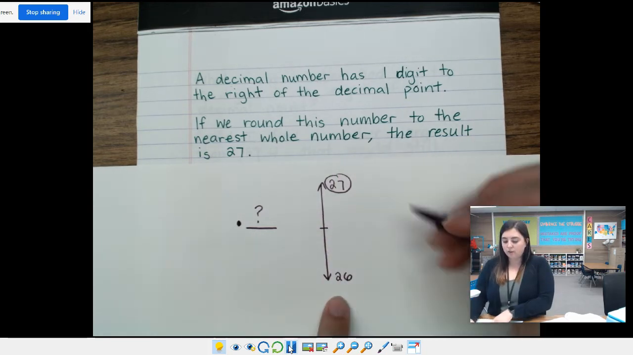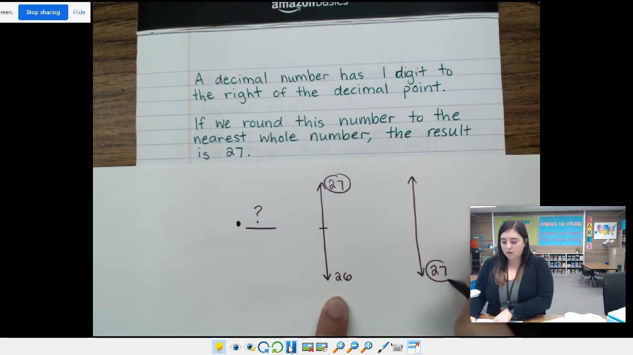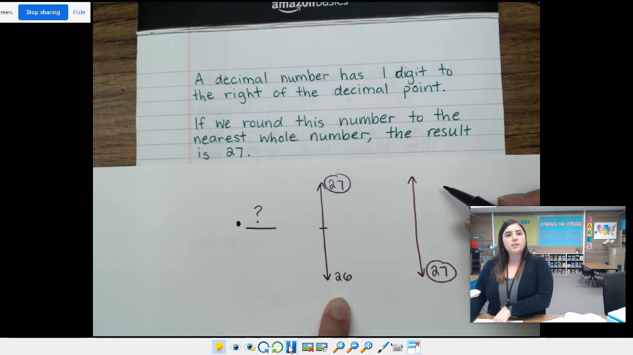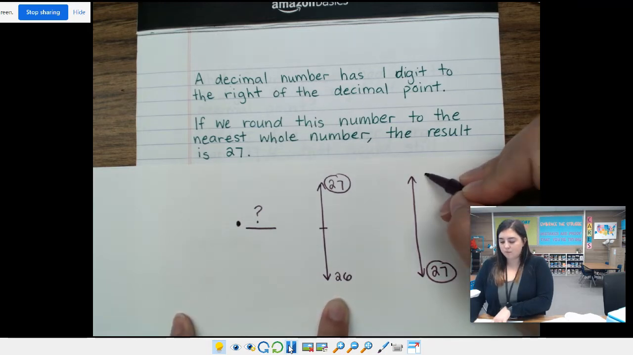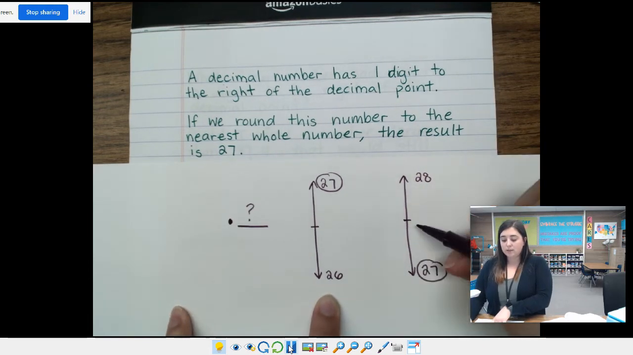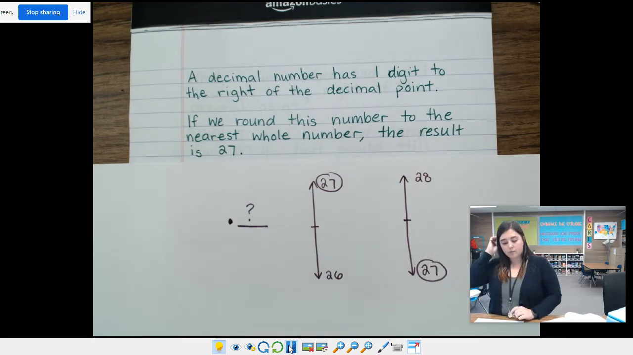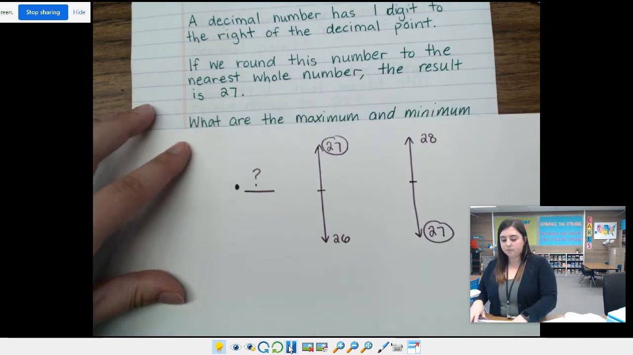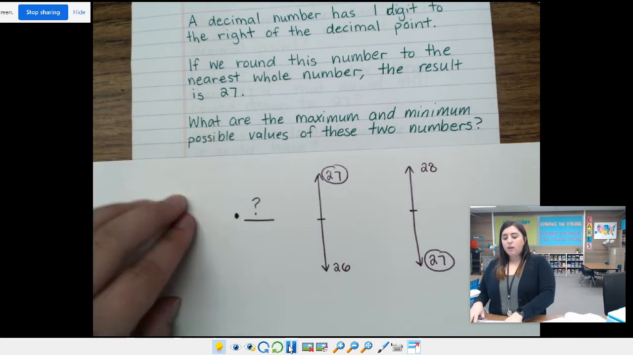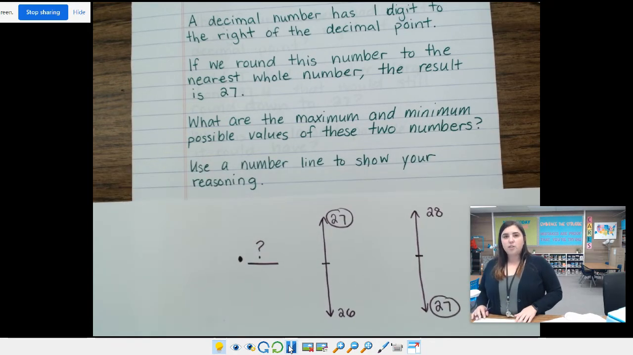An alternative is, what if it made me round down? So what if my 27 was here? What's one more than 27? 28. So it could be that my number was less than that midpoint and it made me round down to 27. We don't know. So here's the part we're going to answer. What are the maximum and minimum possible values of these two numbers? Use a number line to show your reasoning.